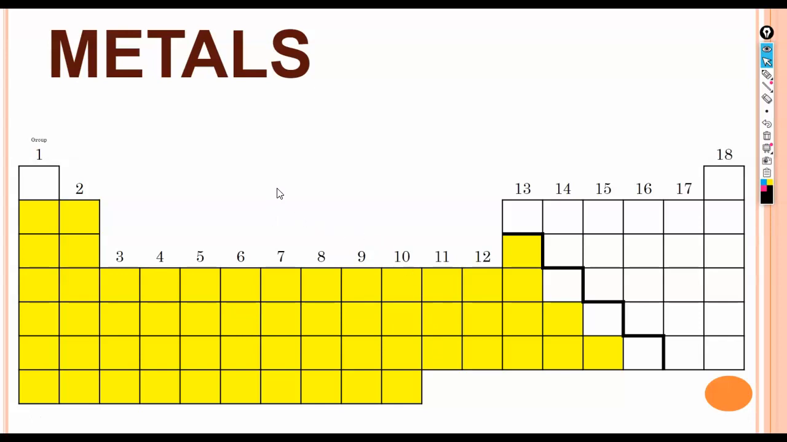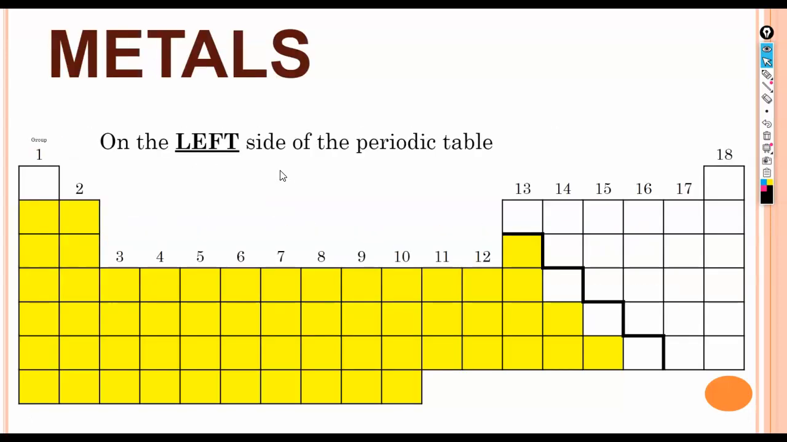Okay, so the first thing I want you to either color in or shade in on your periodic table is this. Most of the elements on the periodic table are made up of what's called metals. So all of the yellow boxes on your periodic table, I want you to use a different color or a different type of shading. It doesn't have to be yellow, but just some way so that when you look at the periodic table, you can immediately identify the metals.